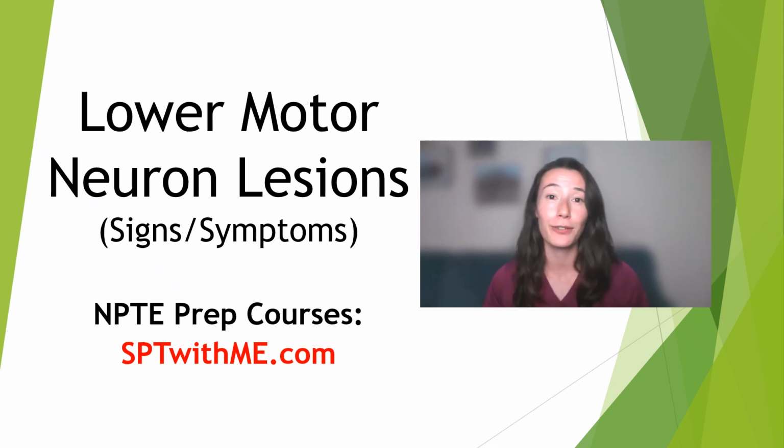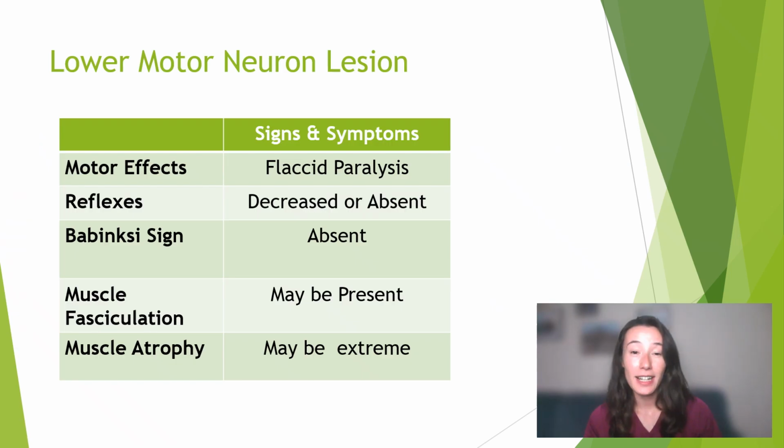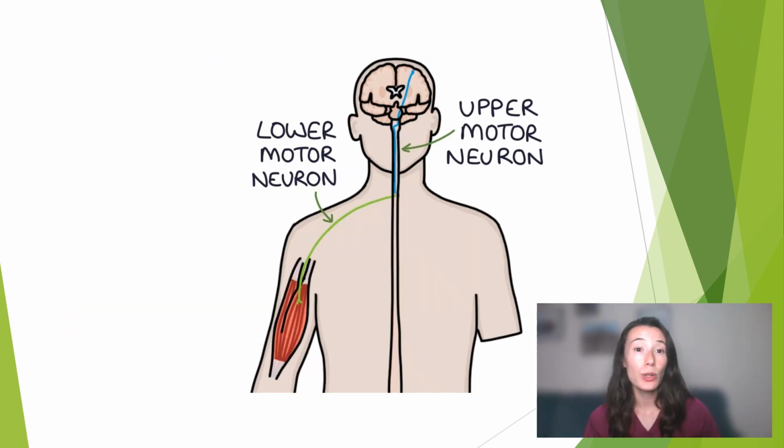Now for what you're actually here for, let's talk about lower motor neuron lesions. These are the signs and symptoms of a lower motor neuron lesion. But before we begin, we need to know what part of the body we're actually talking about. There are two types of lesions, an upper motor neuron and a lower motor neuron lesion. Both are lesions, meaning that there is damage to that particular area.